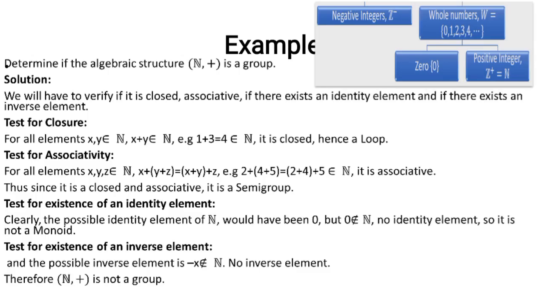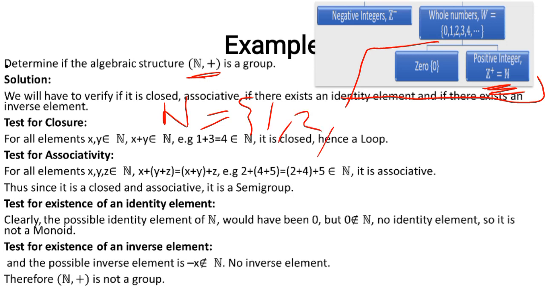The next example says we should determine if the algebraic structure on the set of natural numbers, where our binary operation is addition, is a group. So what are natural numbers? I have cut a part of the previous diagram we had at the beginning here. Natural numbers are basically just positive integers, which are 1, 2, 3, 4, and we keep going. Those are the natural numbers.